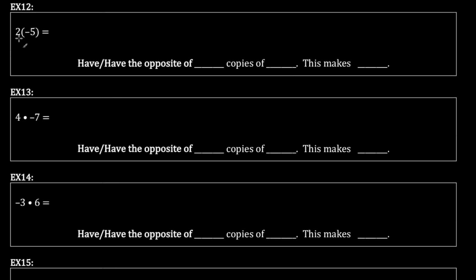In example 12, we have 2 copies of negative 5. Remember, copies, multiply. We have 2 copies of negative 5. Negative 5, negative 5. 2 copies of negative 5 is negative 10, because they're just a bunch of negatives, right?